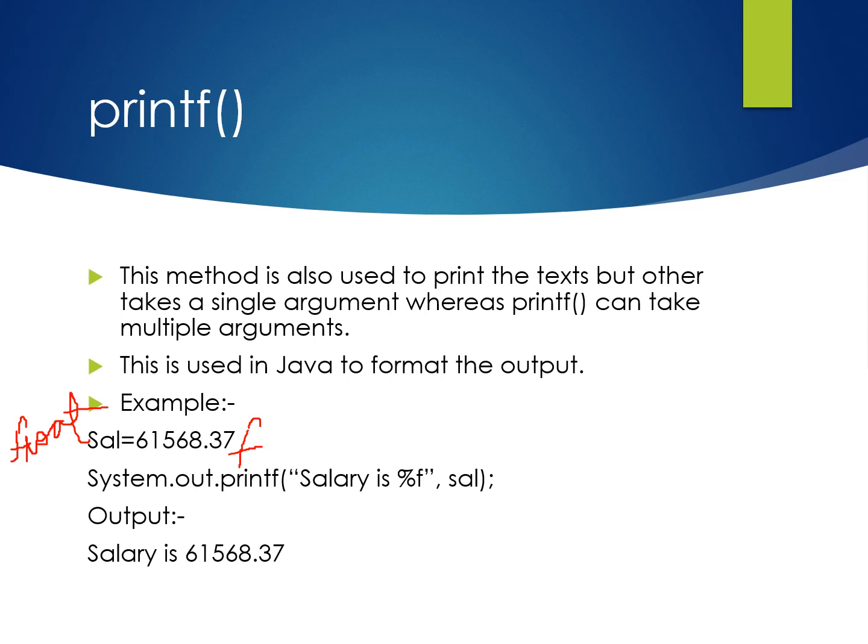The printf method. This method is used to print text, but whereas the others take a single argument, it takes multiple arguments. So this is used in Java to format the output. For example, we take salary as a float data type equal to 61568.37f and we want to print it in a format. So System.out.printf("Salary is %f", sal). Here %f means the data type is float. So the output will be Salary is 61568.37.